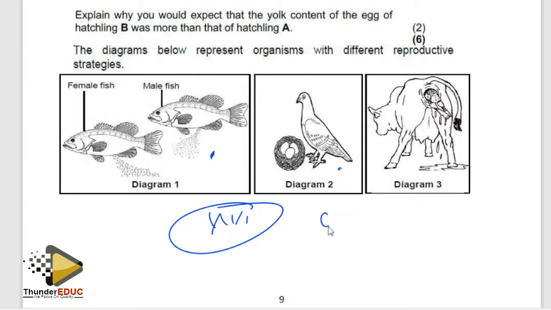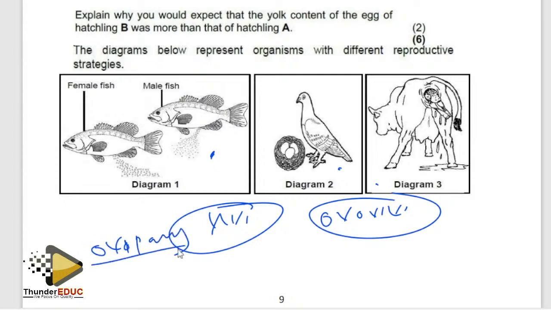If it is ovoviviparous, there is no way it's gonna be external. Why? Because the development is inside the mother's body. So the mother is taking it as a shelter. So it is only oviparous which can either be internal or external.